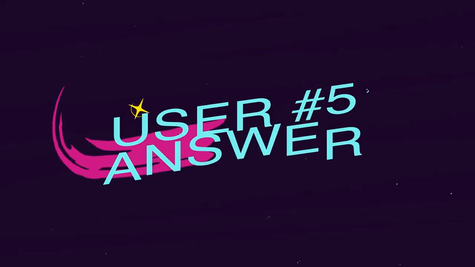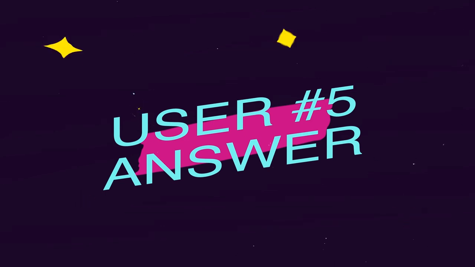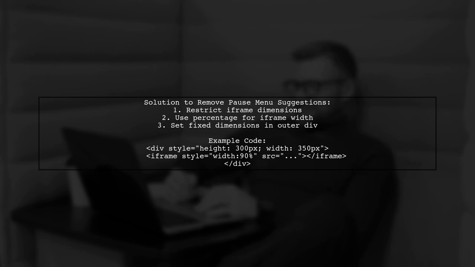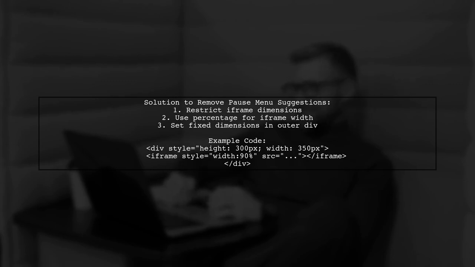Let's now look at another user-suggested answer. To remove the pause menu video suggestions from a YouTube embed, one effective method is to adjust the iframe dimensions. By using percentage values for the iframe and setting fixed pixel dimensions in an outer div, you can successfully hide the overlay.